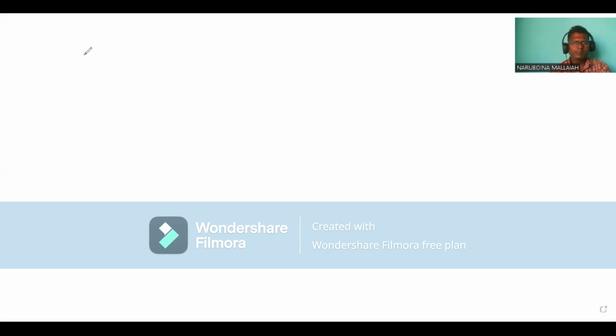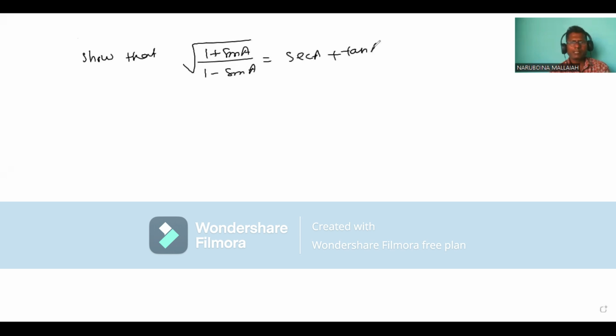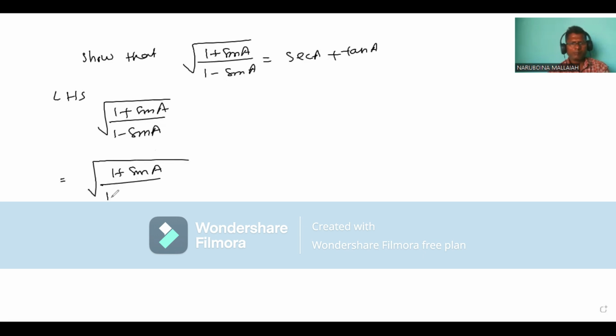Show that square root of (1 plus sin A) by (1 minus sin A) is equal to secant A plus tan A. So LHS is square root of (1 plus sin A) by (1 minus sin A). This is given. We have to prove that this will be equal to secant A plus tan A. So for that, I am writing the step as (1 plus sin A) by (1 minus sin A).